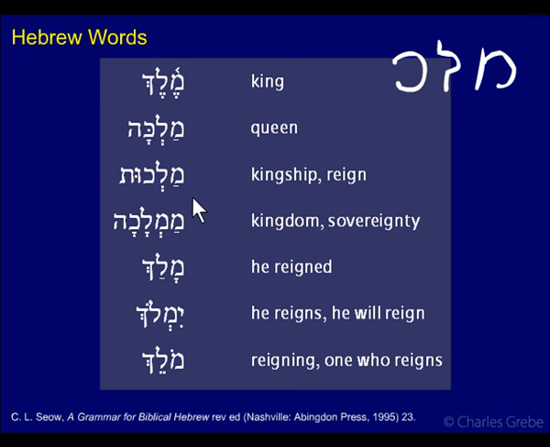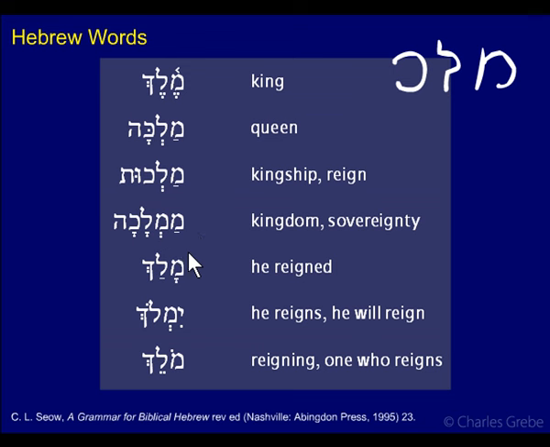Different word, though. Malchut, kingship, or reign, so we have another word that's related with a different suffix. Here we have mamlacha, which means kingdom. So we have another noun, and this one has a prefix, the mem prefix, and a suffix. The root here is this mem, and then the lam and the kaf.